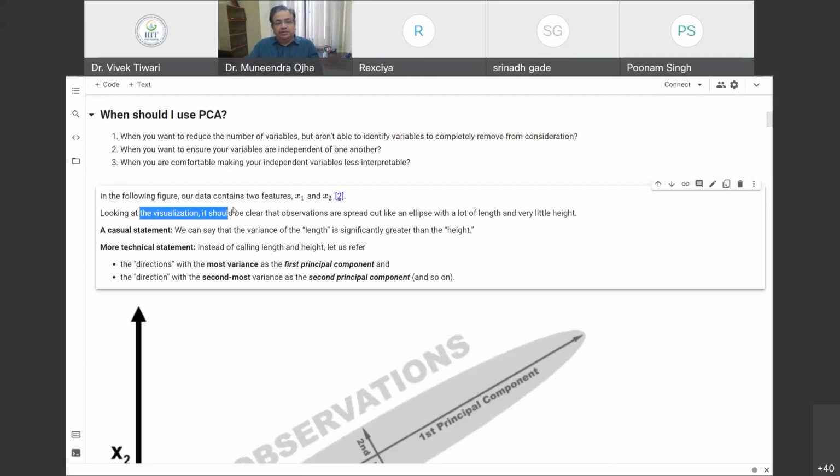Looking at the visualization, it should be clear that observations are spread out like an ellipse with a lot of length and very little height. A casual statement is that the variance of the length is significantly greater than its height. Instead of calling it length and height, let us refer to the technical term. The direction with the most variance is the first principal component, and the direction with the second most variance is the second principal component, and this goes on with the third principal component, fourth principal component, and so on.